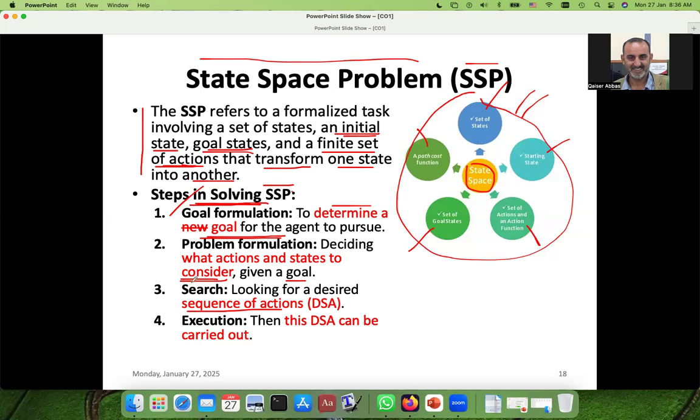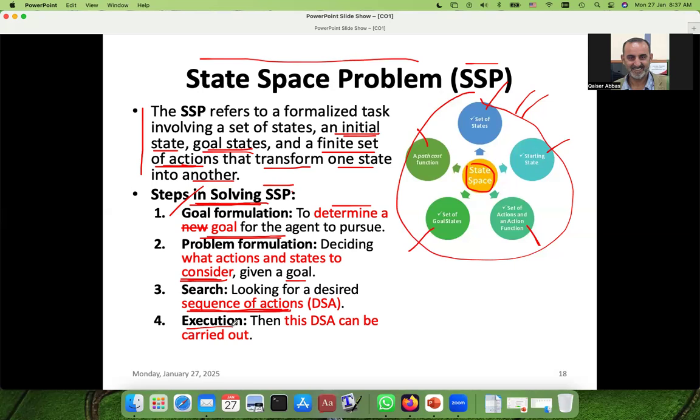So in this third step, search, you have to identify the sequence of actions or sequence of states for the solution. When you identify that sequence, what actions you have to take from the initial state so that you can reach the final state, then the next step is execution. You have to execute those actions.